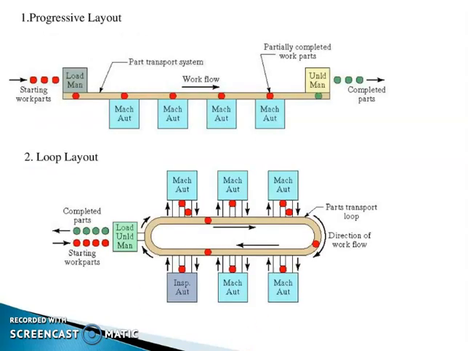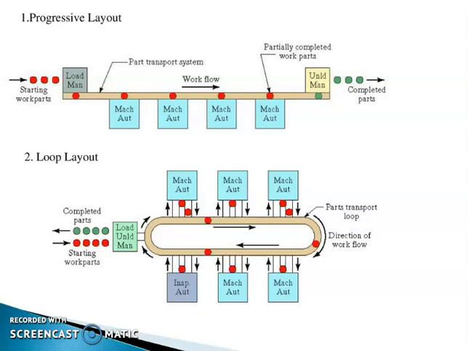First one is progressive or line layout. In this layout, the machines and the material handling system are arranged in a straight line. It is the simplest form, in which the part progresses from one workstation to another in a well-defined sequence. The work always flows in one direction and there is no backflow.